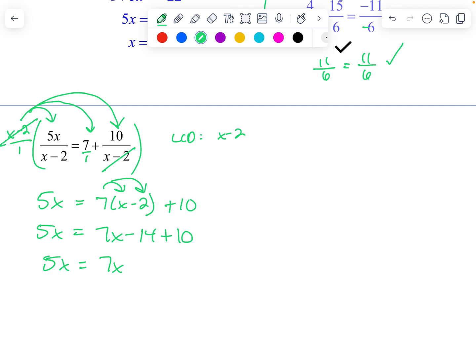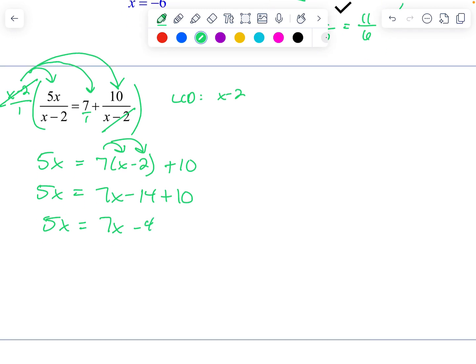Negative 14 plus 10 is going to give me a negative 4. And then again, it's a solve for x problem, so I could subtract the 7x. We get negative 2x is equal to negative 4. Divide both sides by negative 2, and we're going to get x is equal to positive 2.